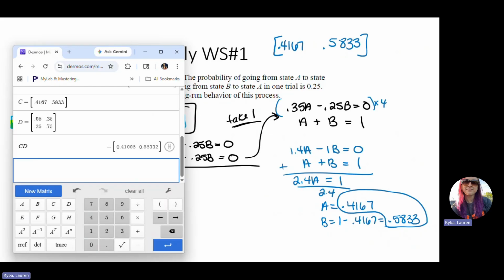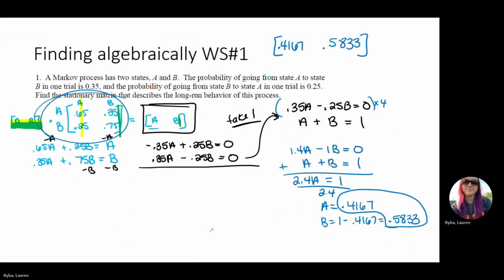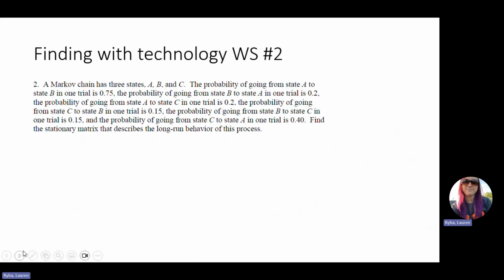Now, I understand that's a lot of algebra involved, and we have access to technology. So are we going to do all of this by hand in the end? No. We're going to look at another one here. And this one has 3 states. So clearly, I'm not going to do this one algebraically. This would be a 3-part system. They're not fun to solve by hand.